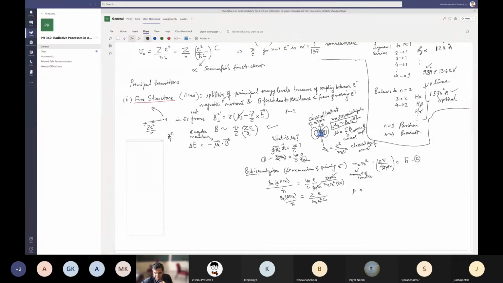Right, and mu is equal to B_e times r_e, this magnetic moment of the electron. I'm actually just giving a scaling, so B_e times r_e cubed. This goes as e ħ by twice m_e c.